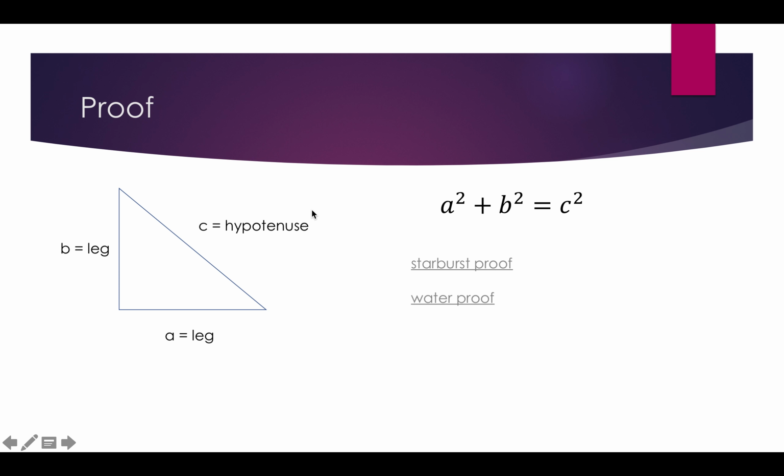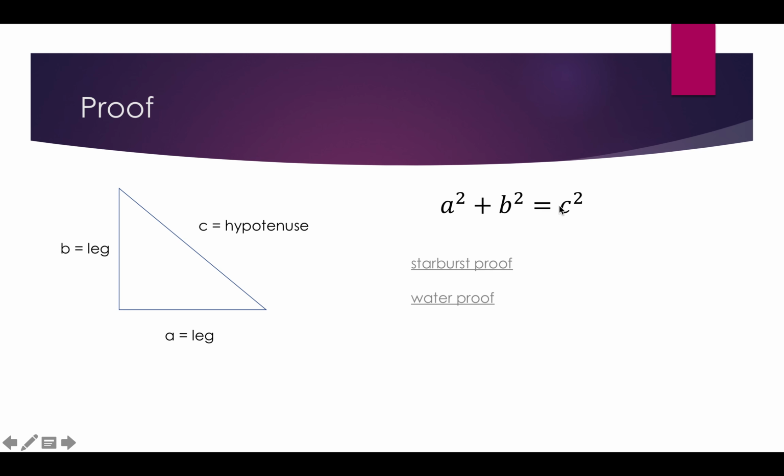The reason I like the Pythagorean theorem is because it has so many really neat proofs. And I provided a link for you to watch it being proved with Starburst and then also being proved by using water. Both of these have to do with area, and they turn this triangle into squares, because this is an A square and a B square. So a square with side length A and a square with side length B is equal to a square with side length C.